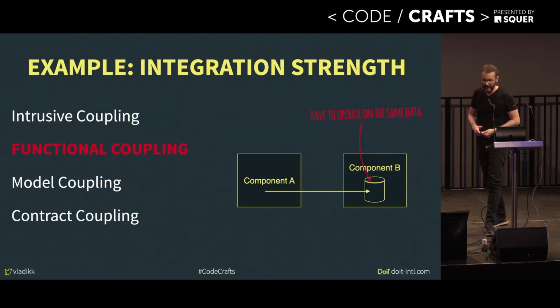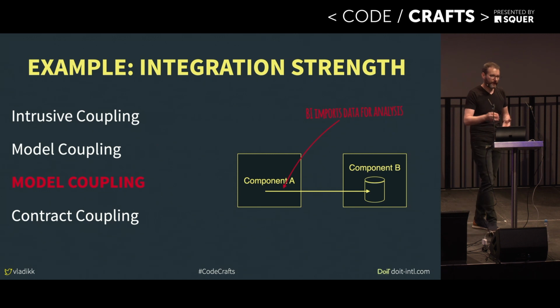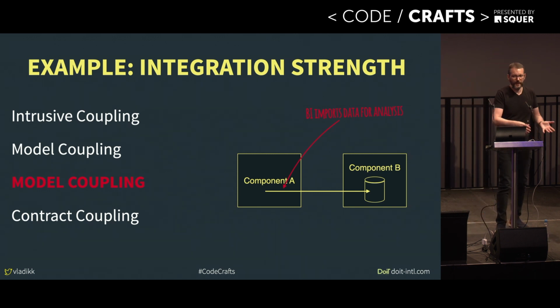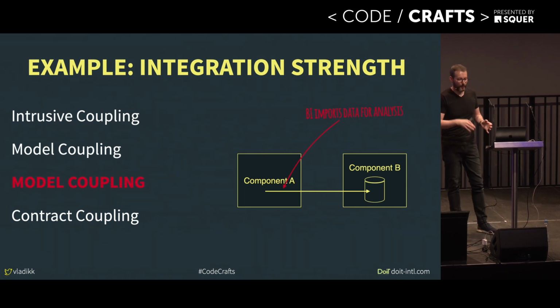Now, let's say that we have a BI department, just as they love to do, fetching some data from the operational database to analyze it. What they're doing, they're model coupling themselves. They are duplicating that model, and when it has to change, they will have to change simultaneously, both in the operational system and in the BI analytical database.